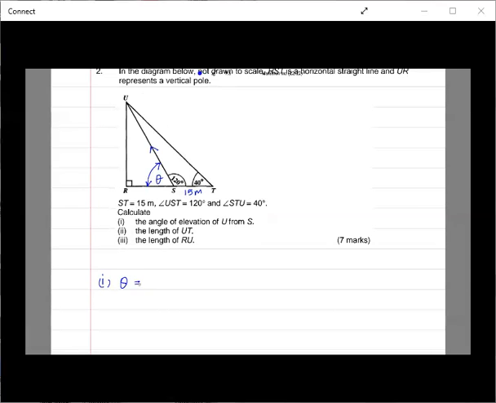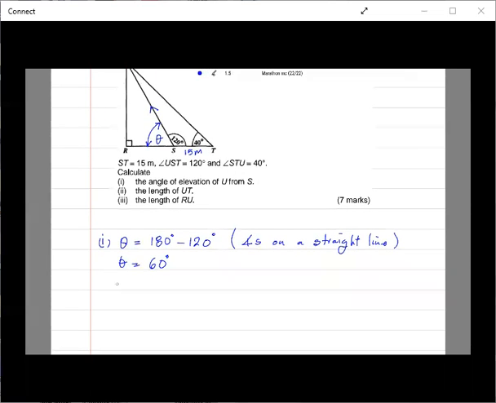So I could say theta is equal to 180 degrees minus 120 degrees, and the reason for that is that there are angles on a straight line. So theta is equal to 60 degrees. So the angle of elevation of U from S is equal to 60 degrees.